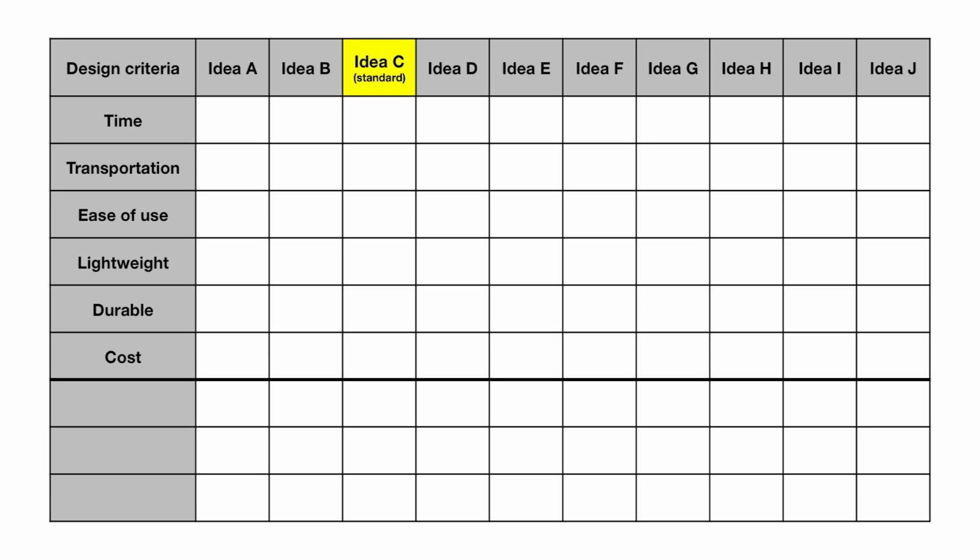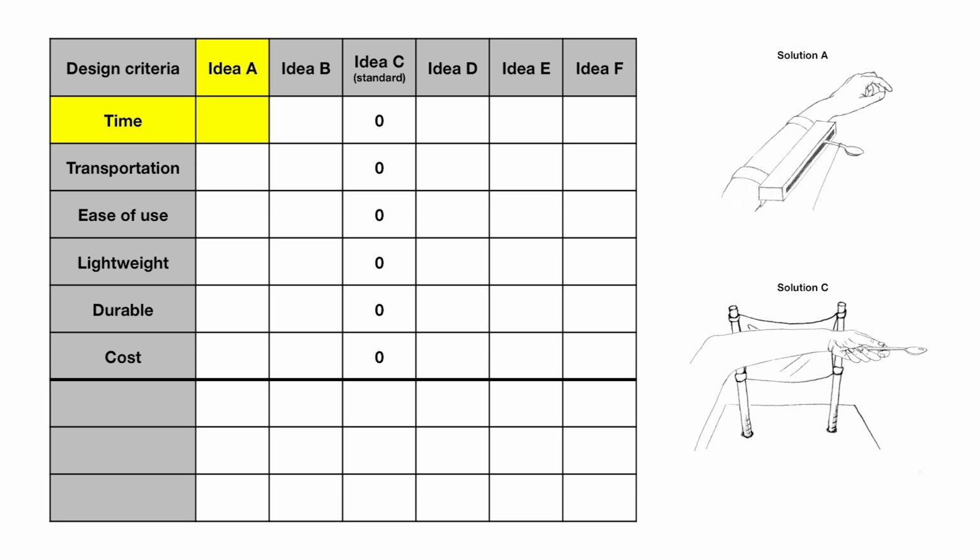The first thing we'll do here is set the standard, C, with scores of 0 for all of the design criteria. In the interest of time, we'll look only at the reduction in feeding time. So we'll start by asking the question, how does solution A compare with solution C in terms of time reduction? If we think about the way that the movements would occur for someone feeding themselves with solution A and solution C, we determined that those were fairly comparable. As a consequence, we scored solution A with a 0.